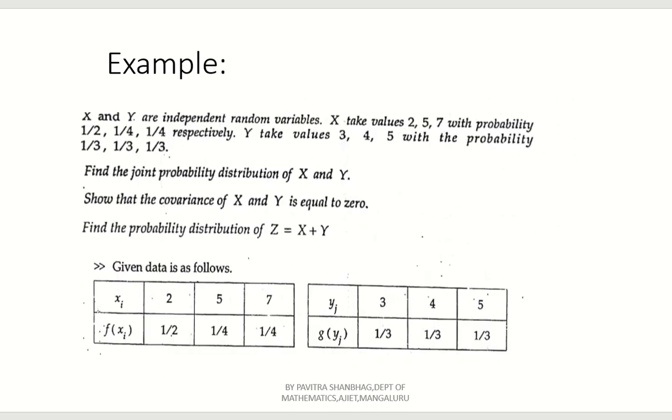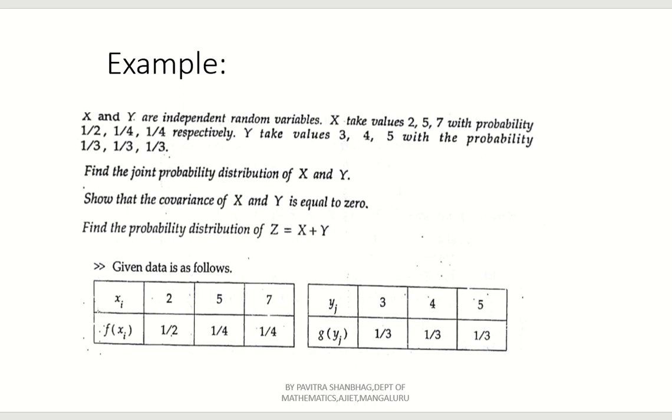Now the next concept. Suppose x and y are independent random variables. Here x takes the values 2, 5, 7 with probability 1 by 2, 1 by 4, 1 by 4 respectively, and y takes the values 3, 4, 5 with probability 1 by 3, 1 by 3, 1 by 3. Now first problem, find the joint probability distribution of x and y. Second one, show that the covariance of x and y is equal to 0. Third one, find the probability distribution of z equal to x plus y.